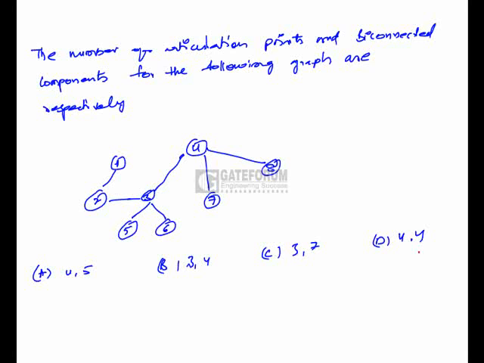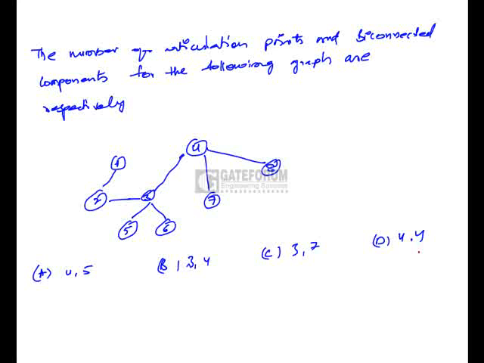The number of articulation points and biconnected components for the following graph are? Here a graph is given and we have to find the articulation points and biconnected components for that particular graph. In order to solve this problem, first of all we need to know what an articulation point is and what a biconnected component is. An articulation point is a vertex whose deletion disconnects the graph into two or more components.